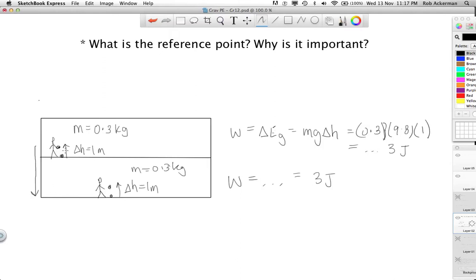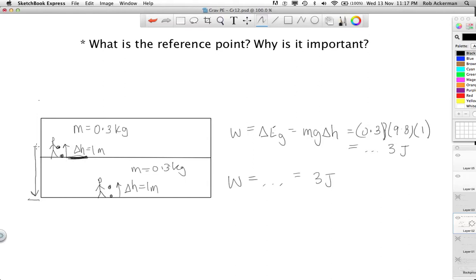Would the person still say that the object had the same amount of gravitational potential energy relative to the ground as he did before? No, because now the ground is much further down. So I guess what I'm trying to say in so many words is that changes in gravitational potential energy are relative to a certain what we call reference point. While this person on the second floor gave the object 3 extra joules of gravitational potential energy, that's relative to the floor from which he lifted.